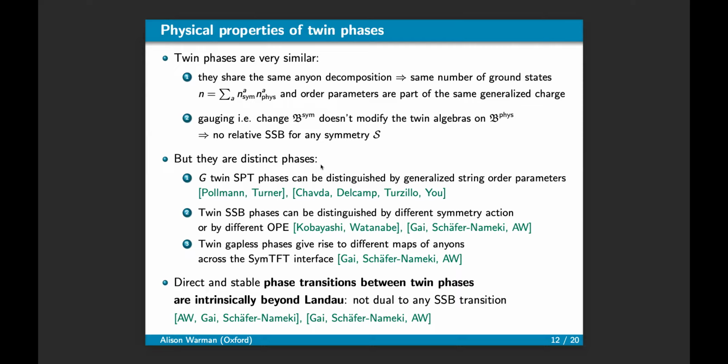And interestingly, also for twin gapless phases, there are cases in which, by condensing the same anyons on the interface, we actually get different masses of anyons across the interface. So condensing two twin non-maximal algebras will give us inequivalent interfaces and inequivalent deconfined anyons. Okay, I will focus mainly on the twin gapped phases and the phase transition between them, which can never be gauged to become a Landau transition.